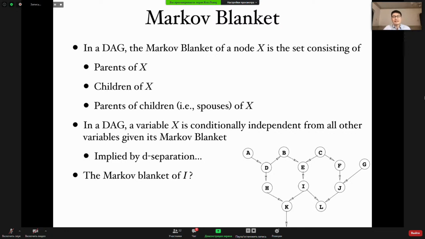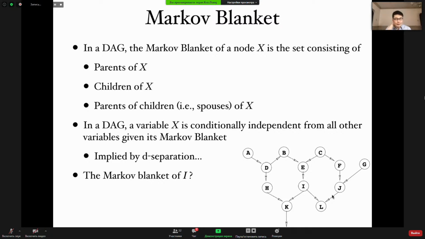And now comes the definition of Markov blanket. If you are given a DAG, then the Markov blanket of any node x is a set of variables consisting of the parents of x, the children of x, and the parents of children of x, basically other parents of children of x. So for instance, let's consider I here. Then the Markov blanket of I would be the set of variables E, K, L, H, J, right? Parents, children, other parents of children.